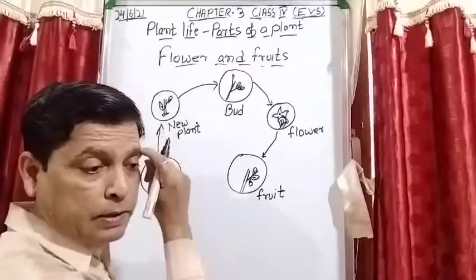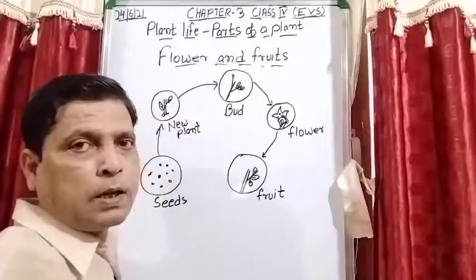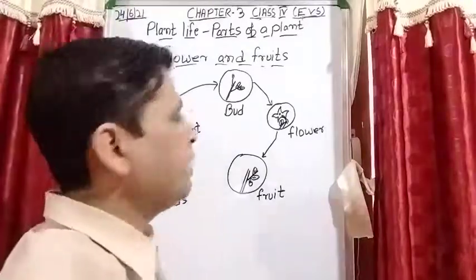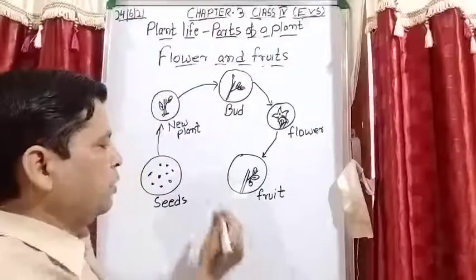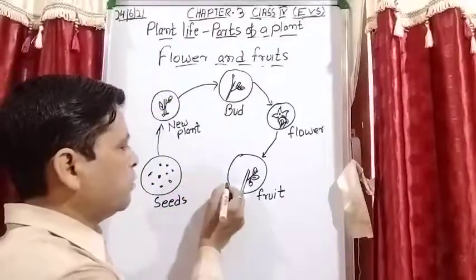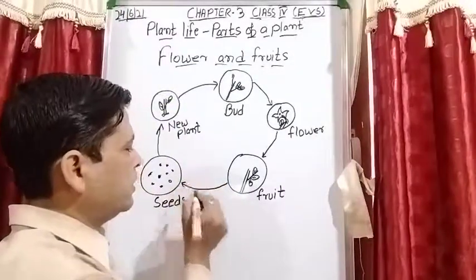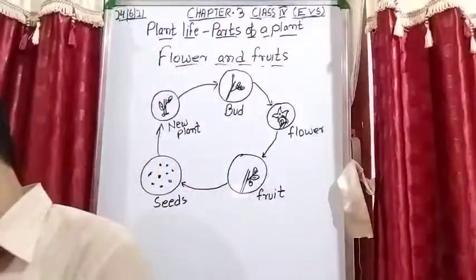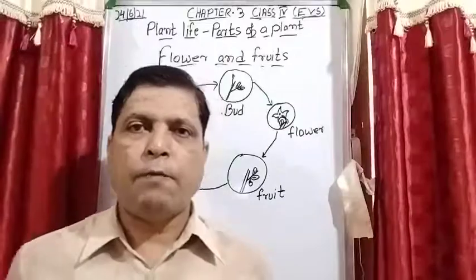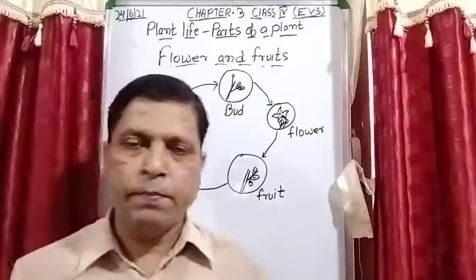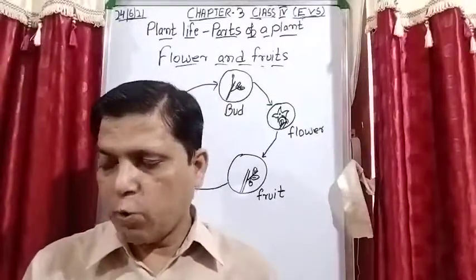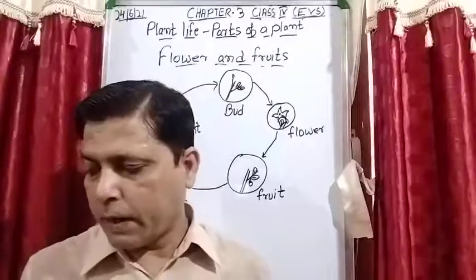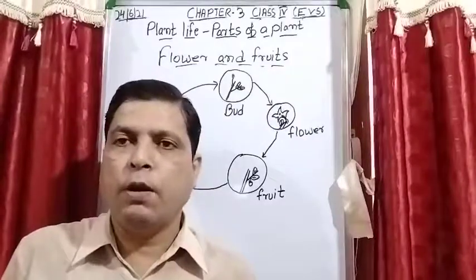In some plants, not in all plants, the flower changes into a fruit, and in this manner the process is continuous. So the flower appears as a bud on a stem. Is it clear? The bud grows in size and the petals open into a beautiful flower.